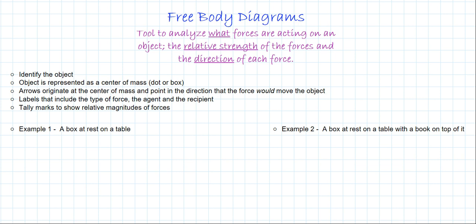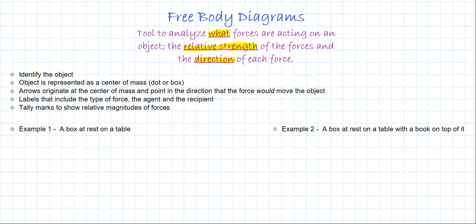In this video, our main goal is just to go through the process of drawing a free body diagram with some basic examples. The first thing we want to make sure we understand is that the point of a free body diagram is that it's a tool. It helps us analyze what particular forces are acting on an object, the relative strength of each of those forces, and also the direction that each force is pulling or pushing the object. We use them to make calculations or predictions after we've done some sort of basic analysis, and we'll get to that in a couple of later videos.